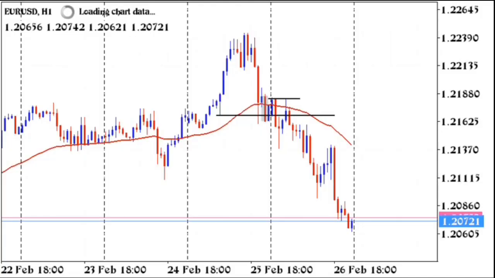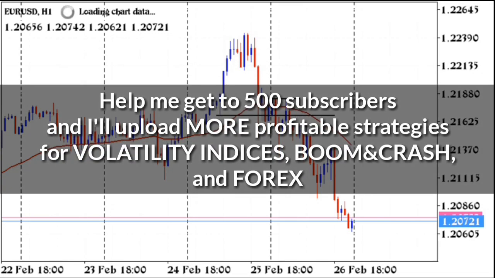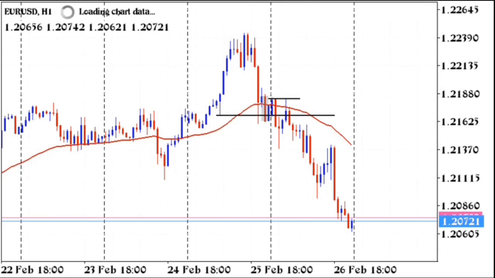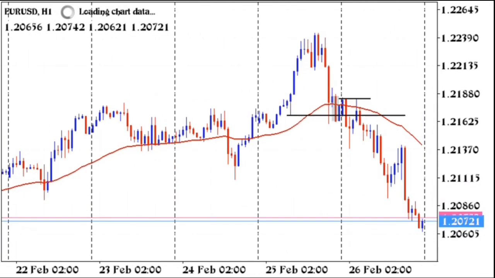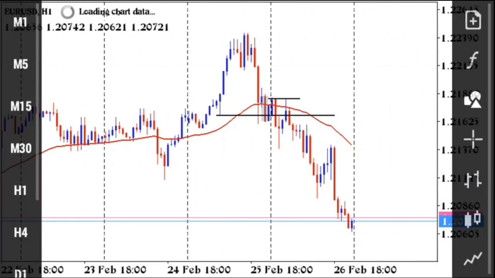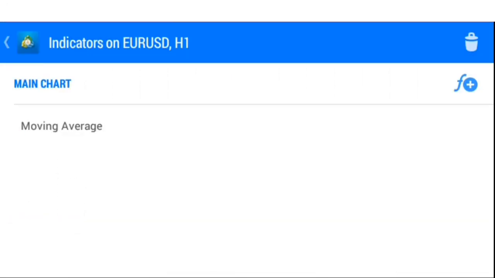Today's video is going to be based on a scalping strategy for forex traders. This strategy, if properly mastered, you can use it to cash a minimum of 20 pips in every trade you decide to take. So for this strategy, the only indicator we're going to be using is the moving averages.